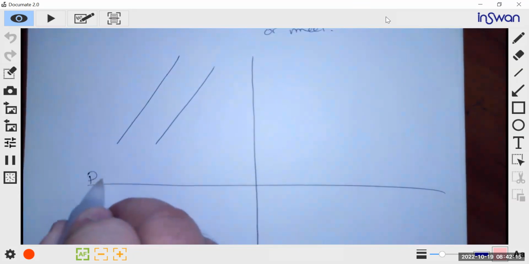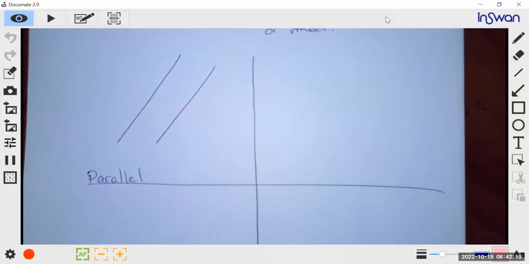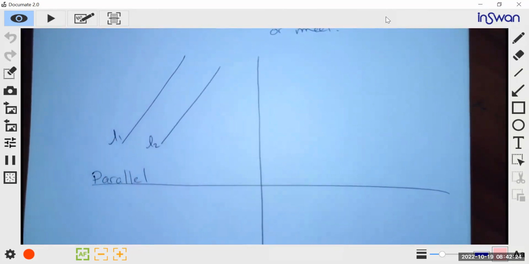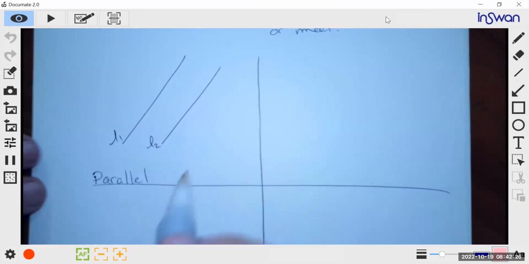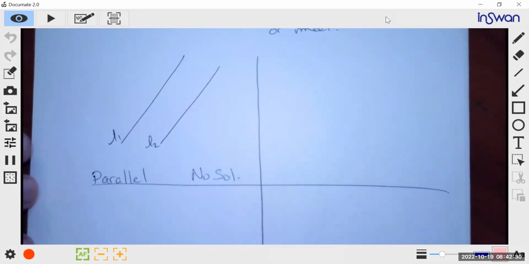Two lines can be parallel. This is line 1, this is line 2. They never touch. Since they never touch, we have no solutions.